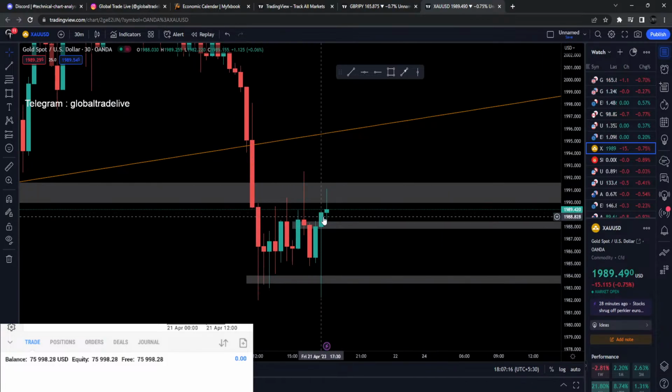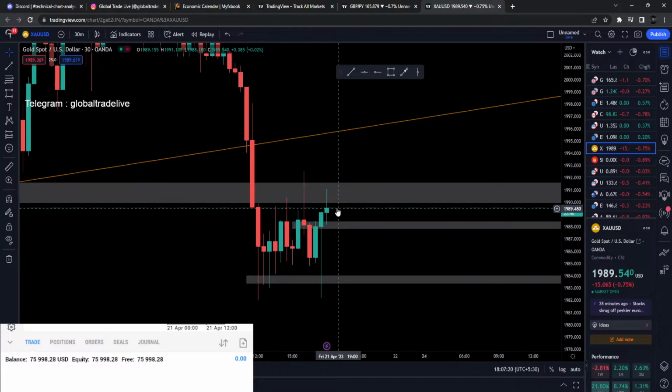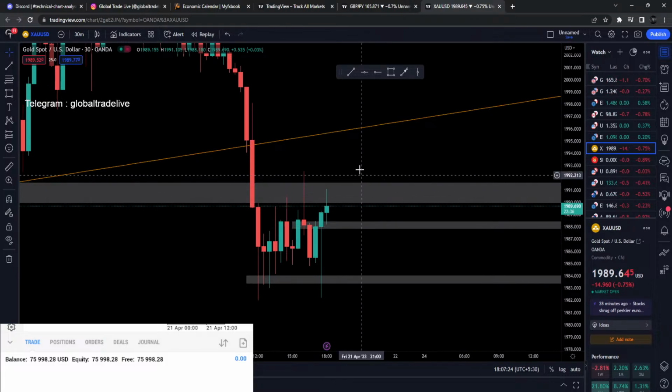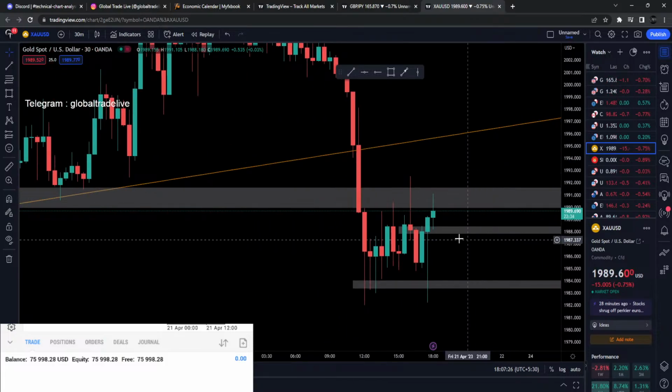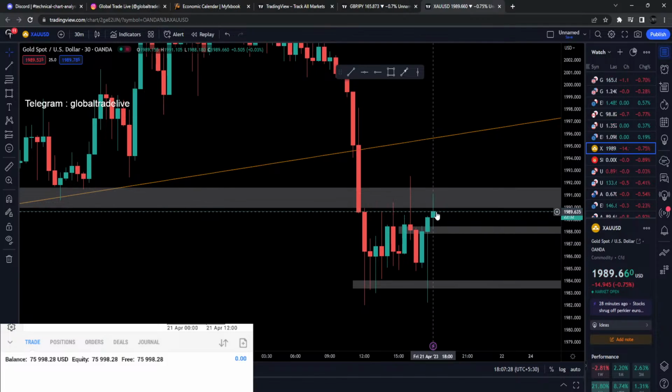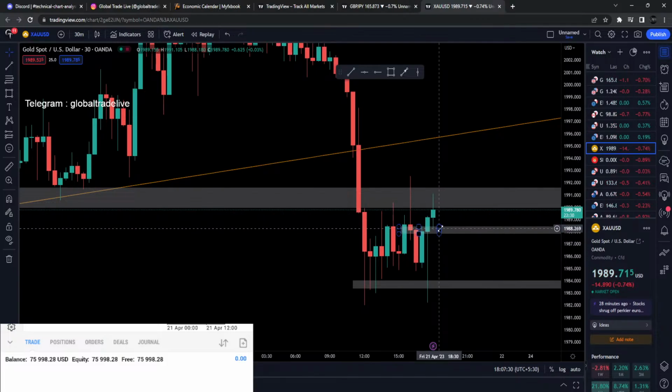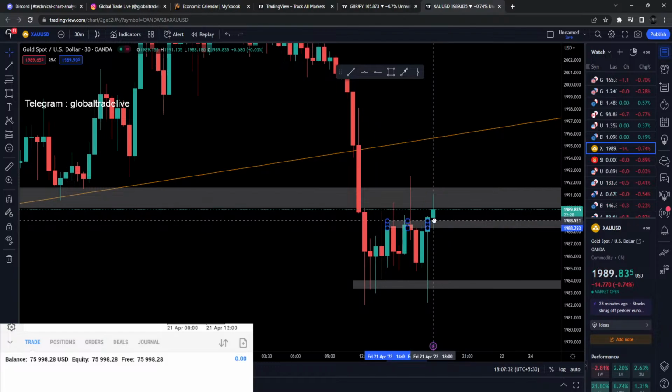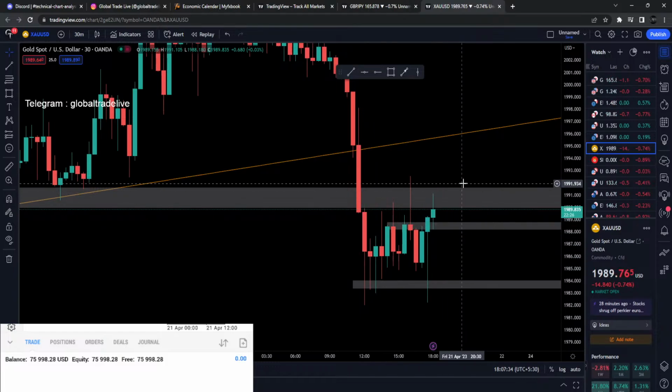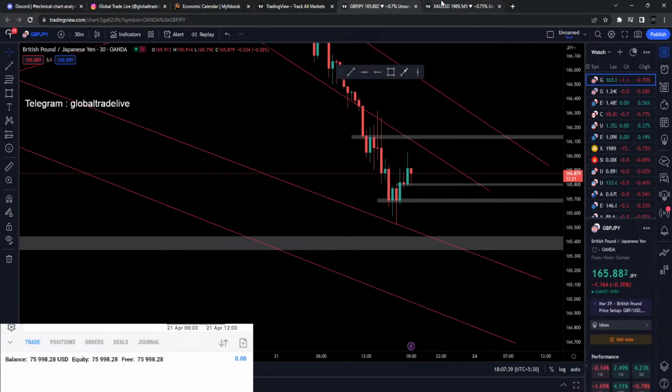So this was just consolidation. Now we need a breakout and a support to be made. After that we can take a buy trade, not before that. So let's see what's gonna happen over here. We just have to wait and watch.